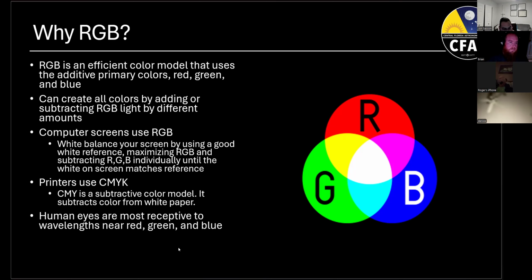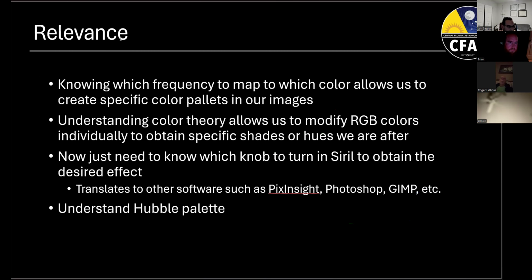white. Right, and our eyes are most receptive to wavelengths near red, green, and blue, not exactly red, green, and blue. So that makes it also an efficient color model for us to use here. All right, so why am I talking about colors and wavelengths and all this stuff when this is about Siril? Well, knowing which frequency we're going to map, especially for narrowband imaging, allows us to create very specific color palettes in our images.